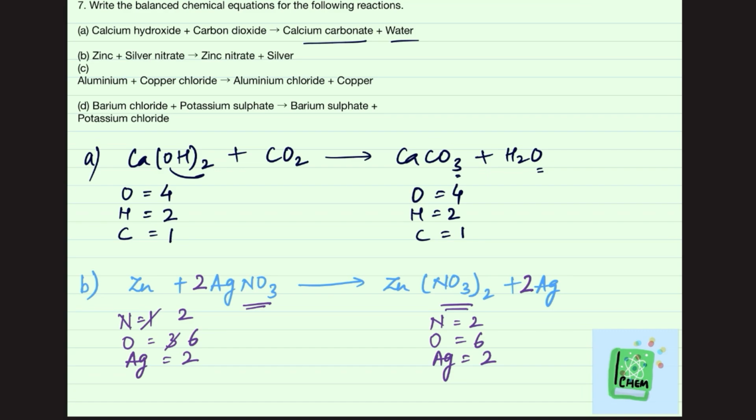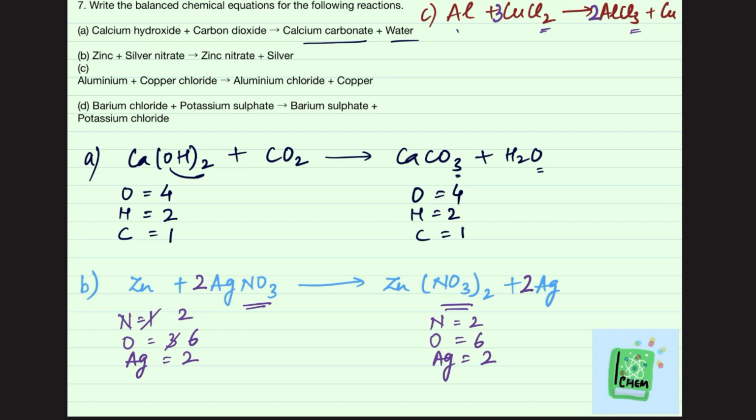Next, aluminium, this is the third reaction, plus copper chloride forming aluminium chloride plus copper. Now in this reaction, number of aluminium atoms is same on both the sides, reactant side and product side. Number of copper atoms is also same, but chlorine is different. On the reactant side there are 2 chlorine atoms, on the product side 3 chlorine atoms. So put a coefficient 2 in front of AlCl3 and coefficient 3 in front of CuCl2.